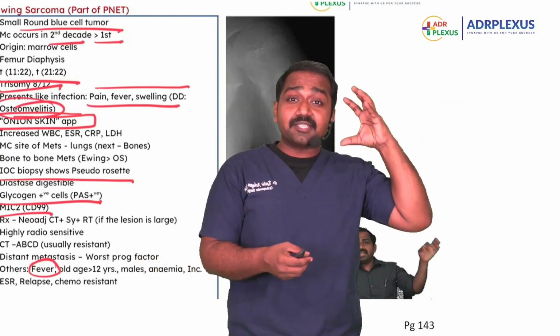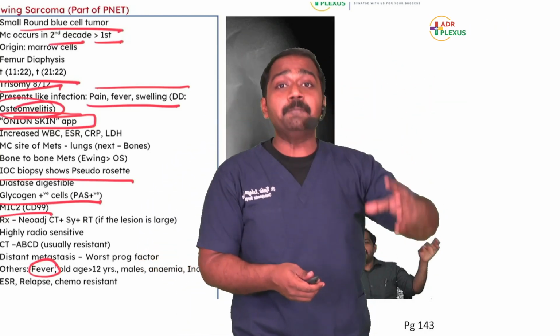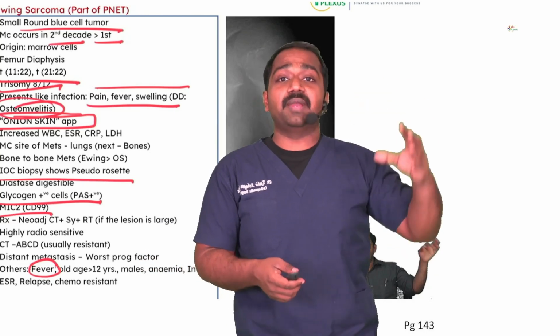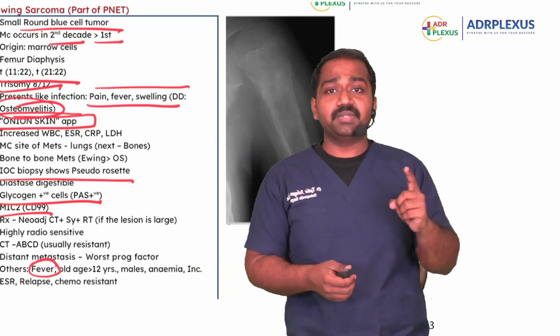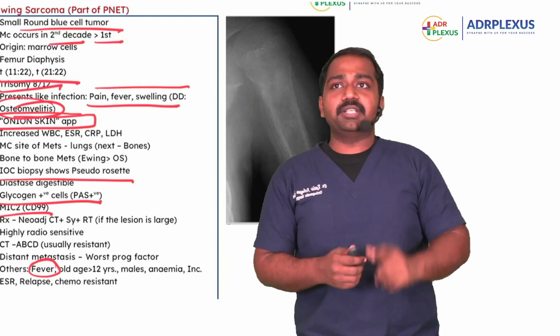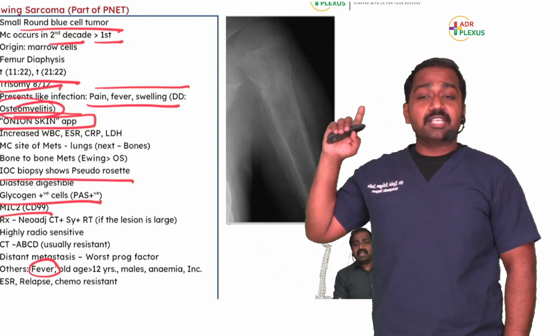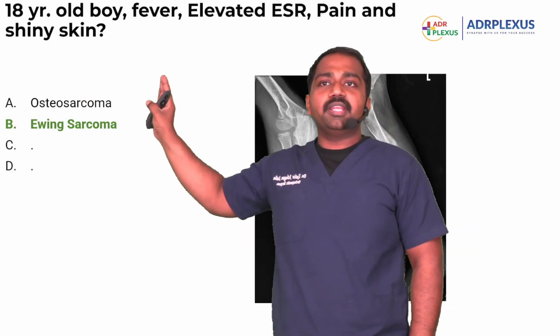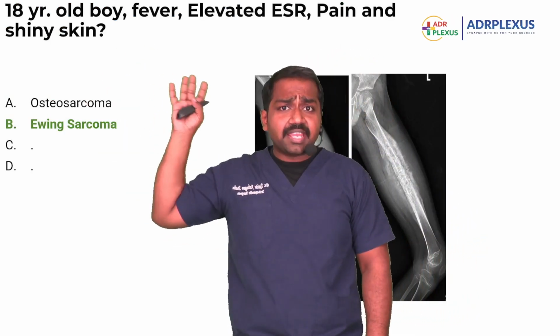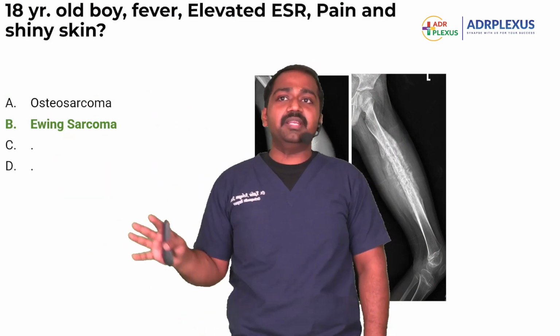Do you remember? These are the same points that I was repeating from my online class while I was discussing page number 143. Yes or no? Yes, we have discussed that point. So remember, please don't get confused by this age criteria. That 18-year-old boy, it can be an Ewing sarcoma.